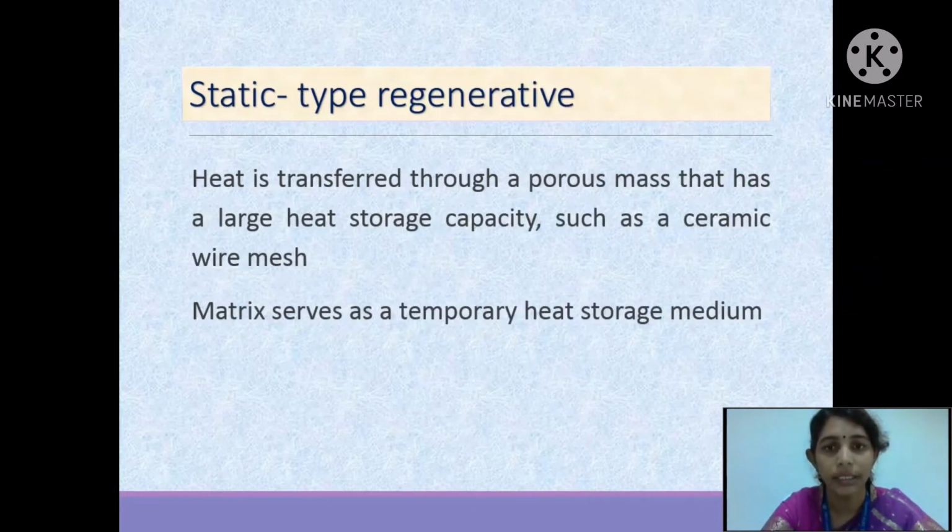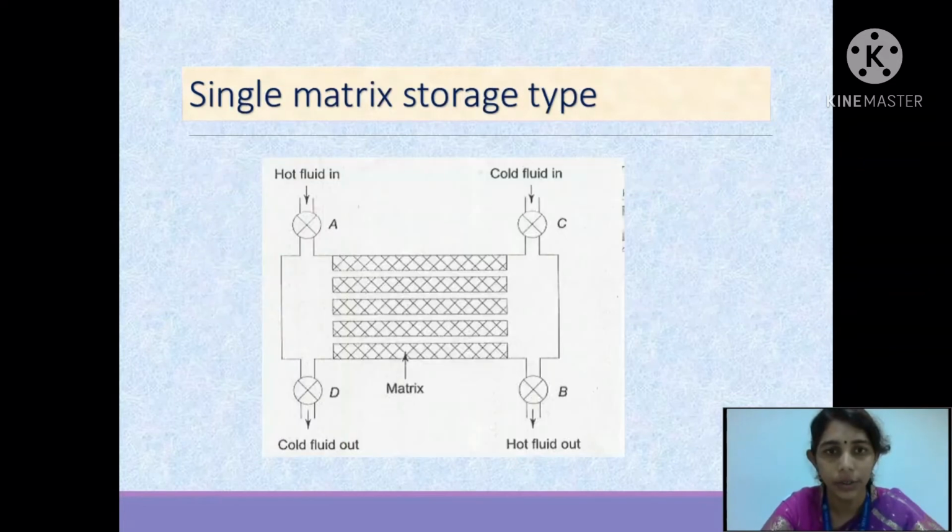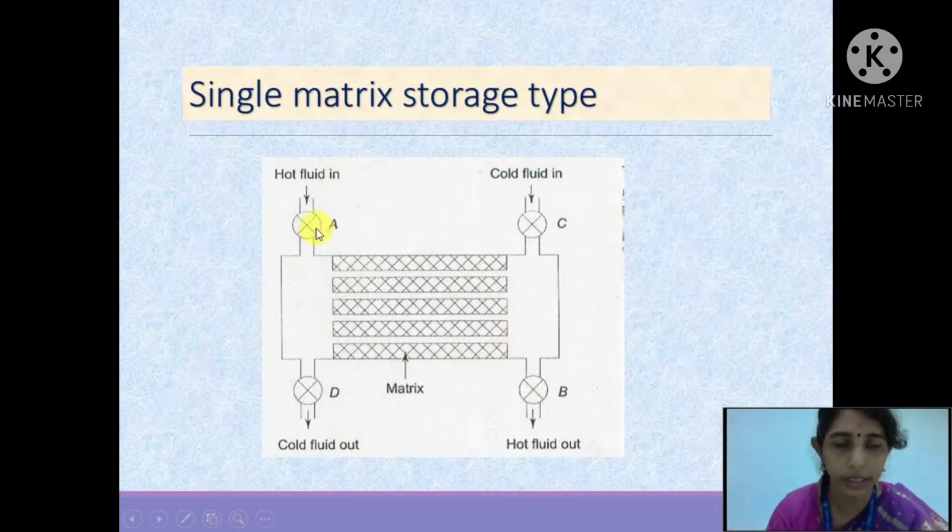Looking at the static type, I'll show you the figure. So please look at this figure. Here, this is the porous matrix. The hatched one is the porous matrix. You have 4 valves. The hot fluid enters through valve A and it exits through valve B. At that time, both C and D remain closed. When this hot fluid enters through A, this matrix is getting heated up. It absorbs the heat and the fluid loses temperature and comes out.